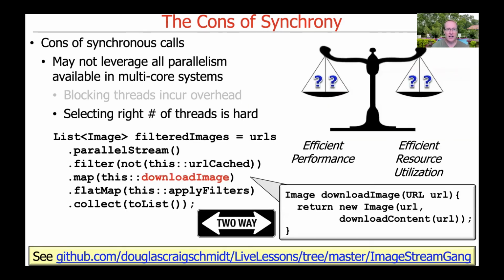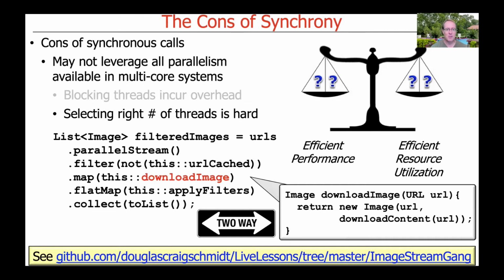Another challenge is trying to figure out how to select the right number of threads. Now, we've talked about this earlier when we were talking about how the fork join pool, the common fork join pool, is used in the context of Java parallel streams. And if you recall, in that discussion, I talked about the fact that you had to be very careful how these things were designed so you wouldn't either underutilize or overutilize the available resources.